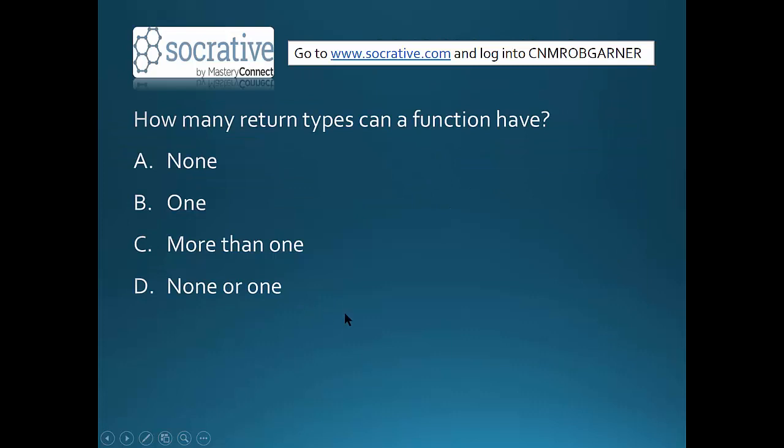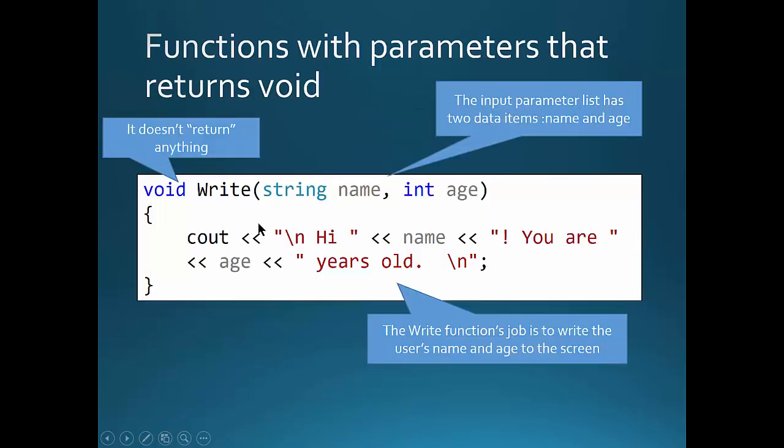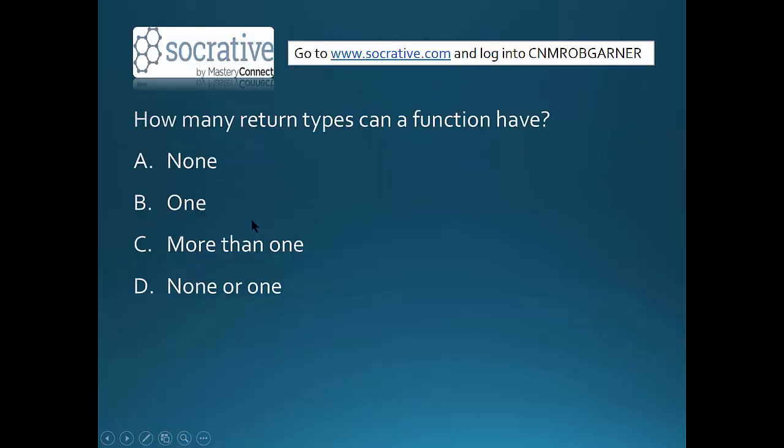So how many return types can a function have? None, one, more than one, none, or one. So pause, think of the answer, and then hit continue. In this case, the answer is 1. Functions can only return one item. And if you look at the function, they only have a single return type. So they can only return one thing.